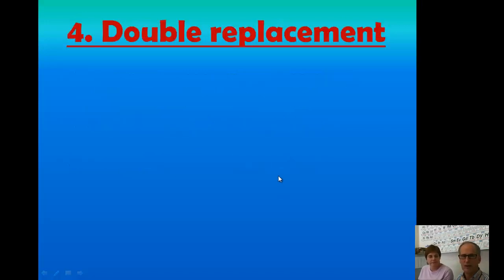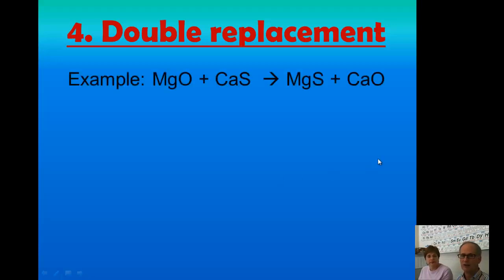Next, we have double replacement. Here's an example. Now we have 2 compounds, and we're going to get 2 compounds in our answer. The neat thing about double replacement: think cation, anion. Notice we got magnesium oxide and calcium sulfide. Both have cations and anions.